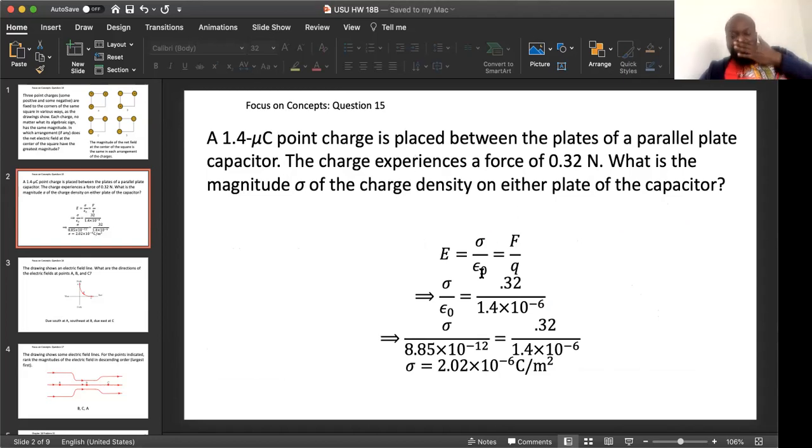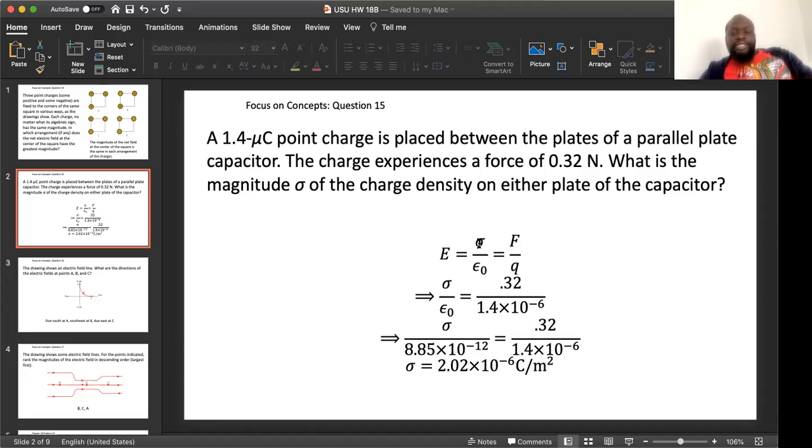So electric field is sigma over epsilon naught, and electric field is also force per unit charge. So we have the force, we have the charge, so we can get our electric field. So sigma over epsilon naught equals force over charge. Force is 0.2 newtons, charge is 1.4 microcoulomb, 1.4 times 10 to the power negative 6. So when I solve this, it gives me sigma over epsilon naught. I know my epsilon naught is 8.85 times 10 to the power negative 12. And then I just do the math, I get sigma to be this coulomb per meter squared.